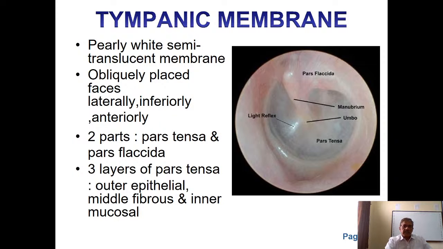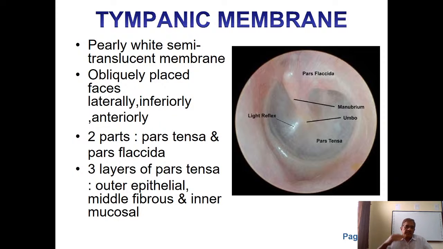The details of the tympanic membrane have been explained to you in the last classes. It has got two components: the pars tensa and the pars flaccida. The pars tensa is called so because it has got the middle fibrous layer, which in the periphery thickens to form the tympanic annulus, which sits into a small groove in the bone, and it is tense. So that is called the pars tensa.